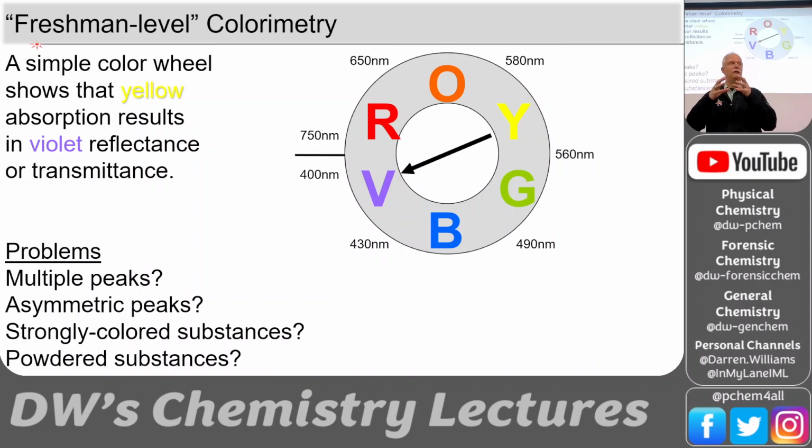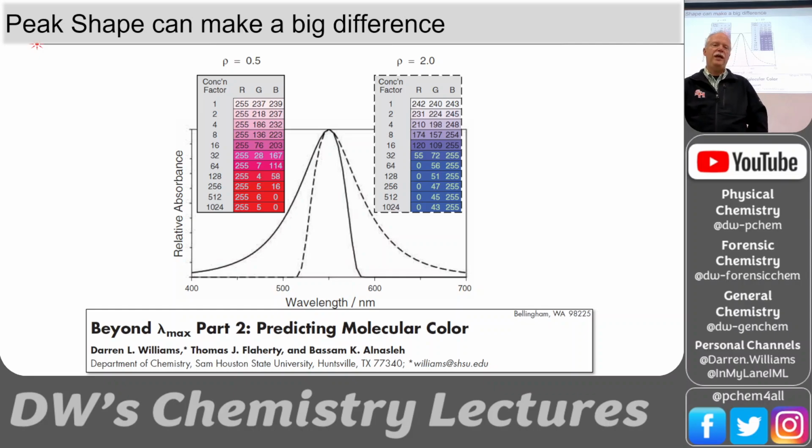Even though the substance in itself is purple, when you powder it, you don't get very good absorption. You get more scattering. And so you're not getting the color, you're getting the surface roughness. Okay. Peak shape can make a huge difference. And this was such a big deal that we wrote a paper on it: Beyond Lambda Max Part 2, Predicting Molecular Color.